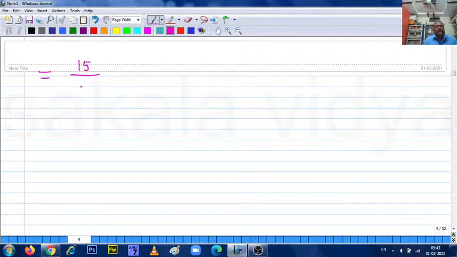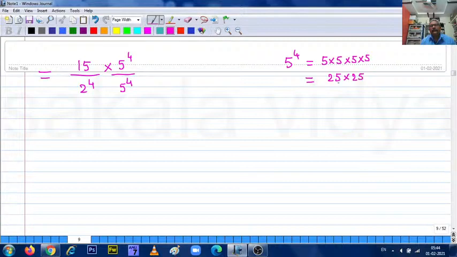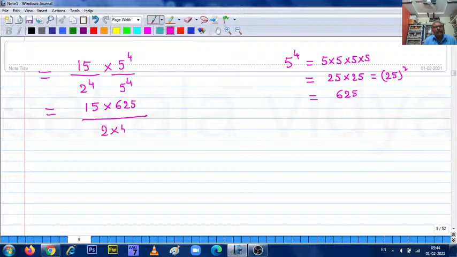15 upon 2 to the power of 4 multiplied with 5 raised to 4 upon 5 raised to 4. First let us find the value of 5 raised to 4. 5 raised to 4 equals 5 into 5 into 5 into 5. 5 into 5 is 25, 5 into 5 is 25. 25 into 25 is 625, 25 square. Please remember, 25 square is equal to 625. So this is 15 times 625 upon 2 into 5 whole to the power of 4.